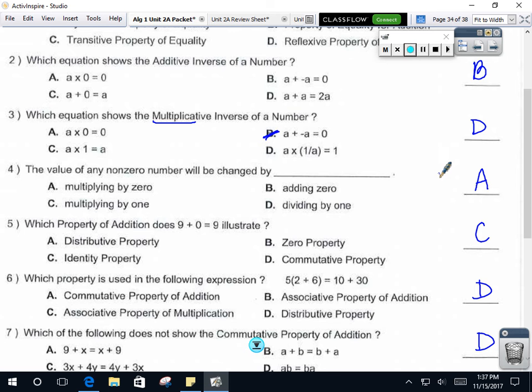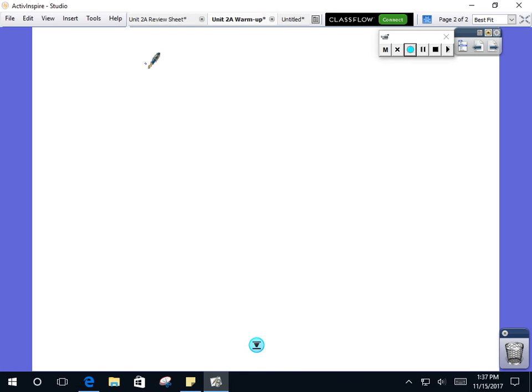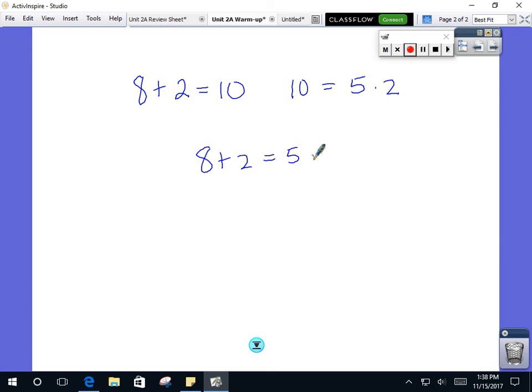Transitive is A equals B, B equals C, so A equals C. Let me write down an actual example. It says something like if 8 plus 2 equals 10 and 10 equals 5 times 2, since they both are equal to 10, then they must also equal each other. That's what the transitive property says, that if two different things equal the same thing, then those two different things equal each other.